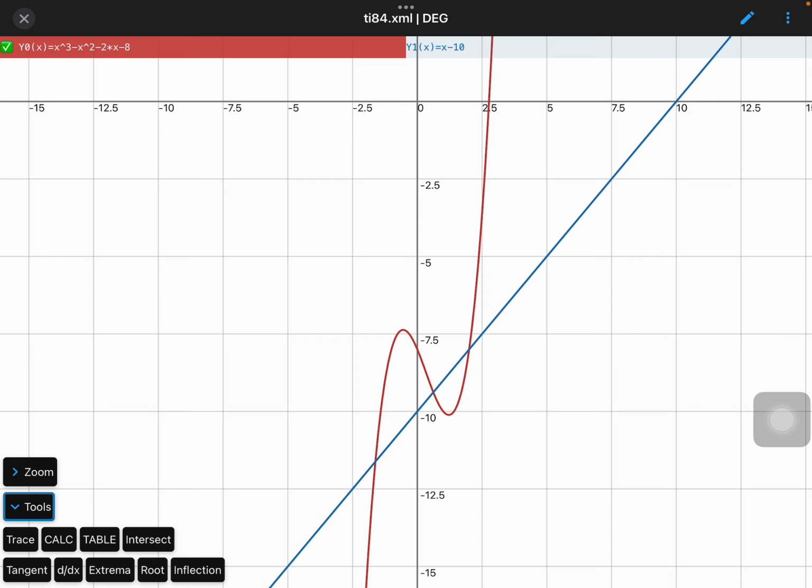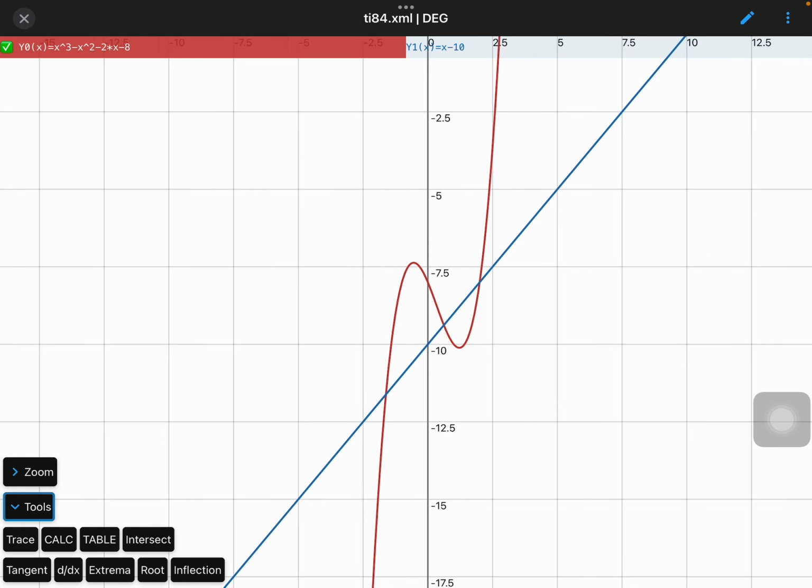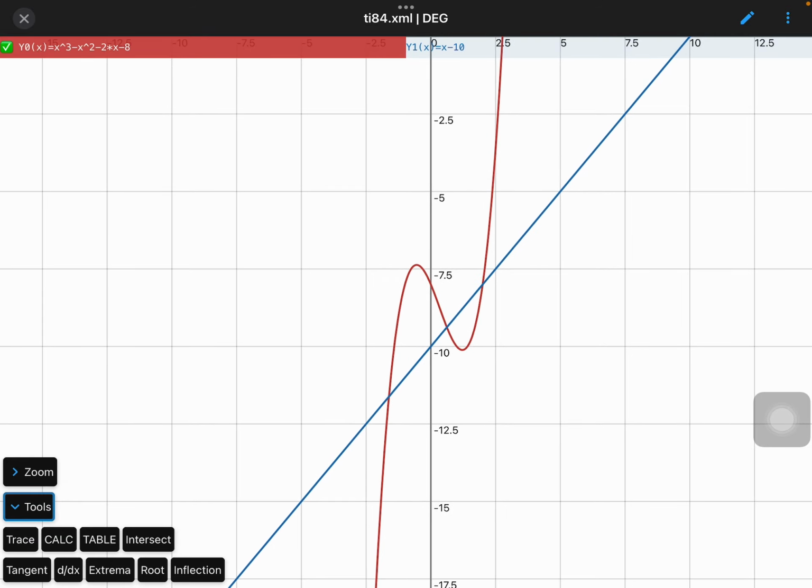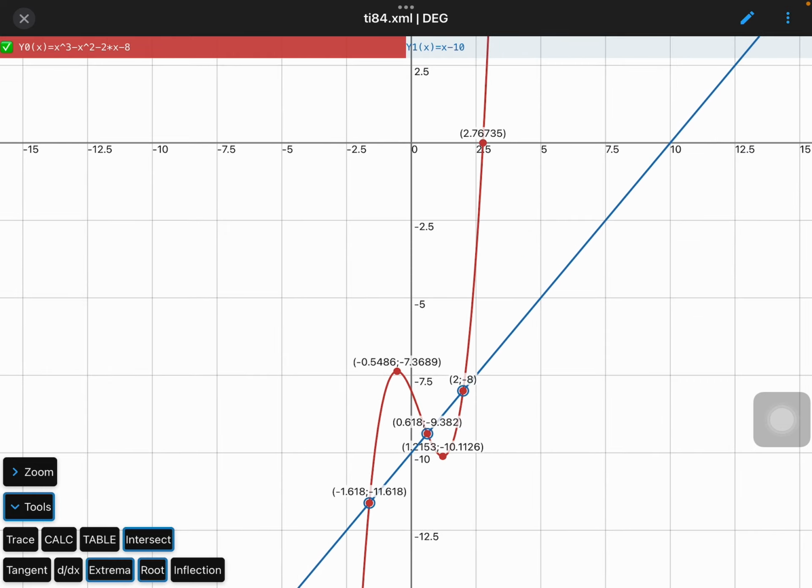Now you'll have to fiddle around with the zoom window by pressing window on the TI and then probably reducing your y minimum to something like -15, y maximum to something like 0, so you get that center there. And then on the TI handheld, you're going to be able to find the intersection, the minimum and maximum, and the roots of these equations, but you have to do it with a few other commands.